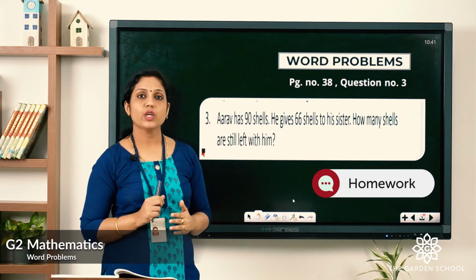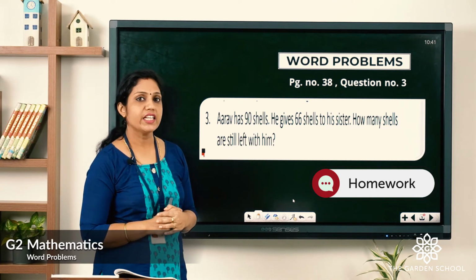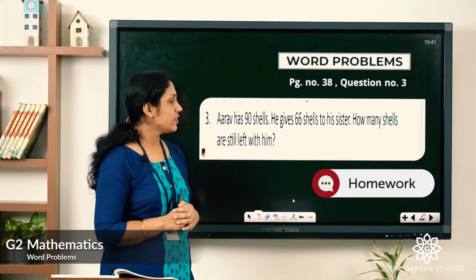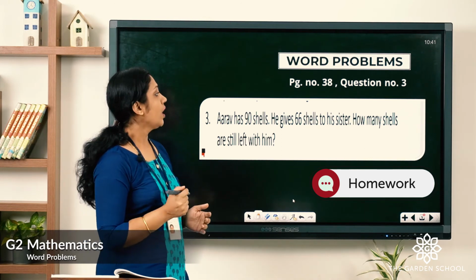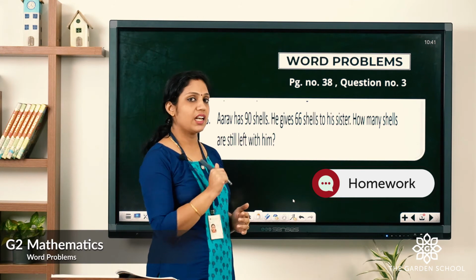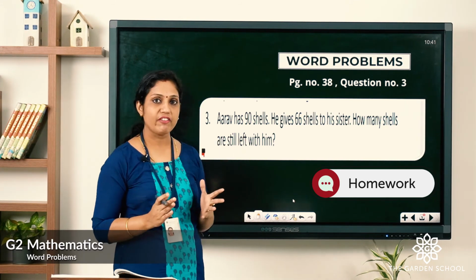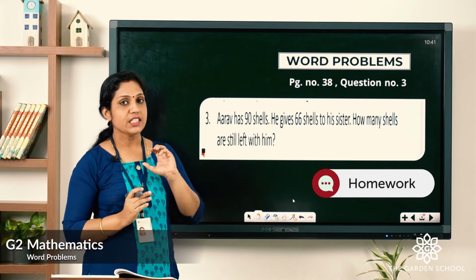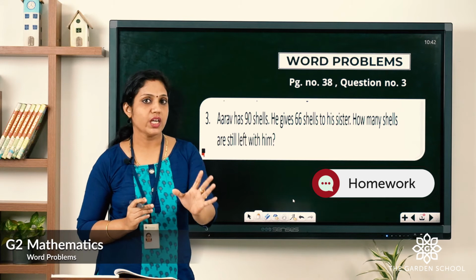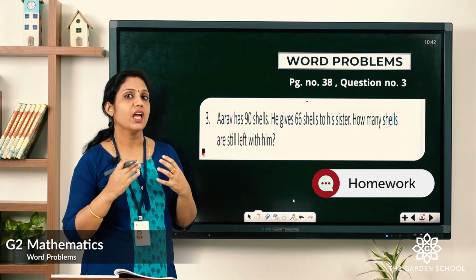Page number 38, question number 3. Arnav has 90 shells. He gives 66 shells to his sister. How many shells are still left with him? So Arnav, how many shells he is having? He has 90 shells. Out of that, 66 he gave away to his sister. What we have to find out? How much is left with Arnav?